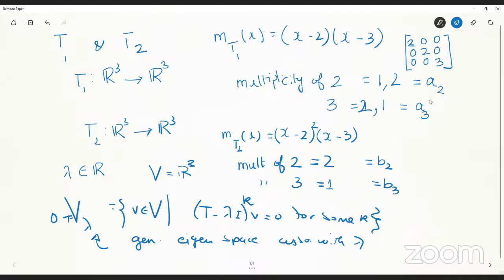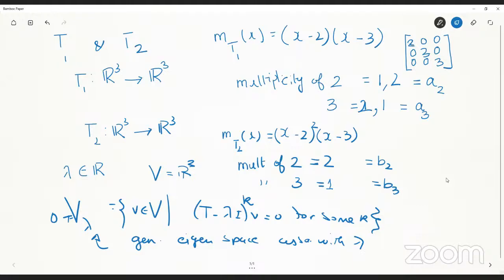Third option, again, it says that A2 is less than or equal to B2, which is always true because B2 is 2. But it also says A3 is B3. Can it happen? A3 is 2, yeah, and 1. So again, you can take the matrix 2, 3, 3, na? Yes, sir. On the diagonal. That will have multiplicity of 3 is 2. So that means C is also not correct.